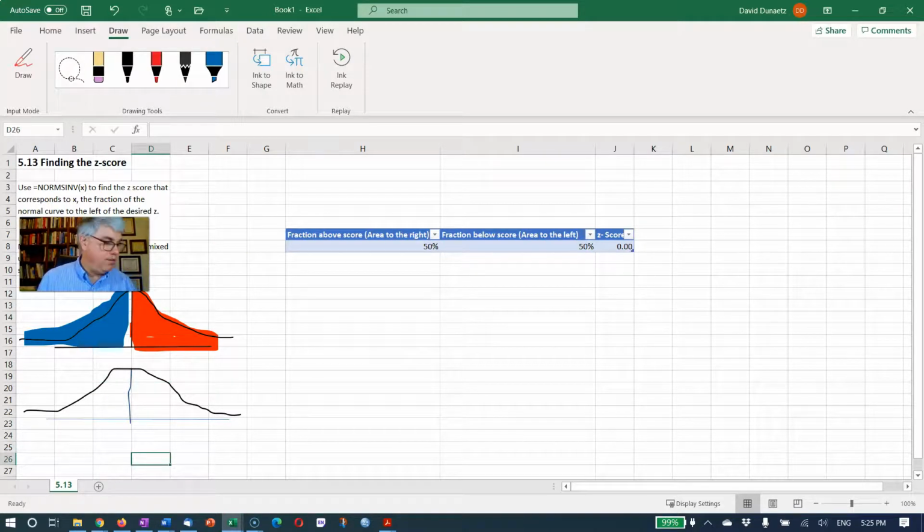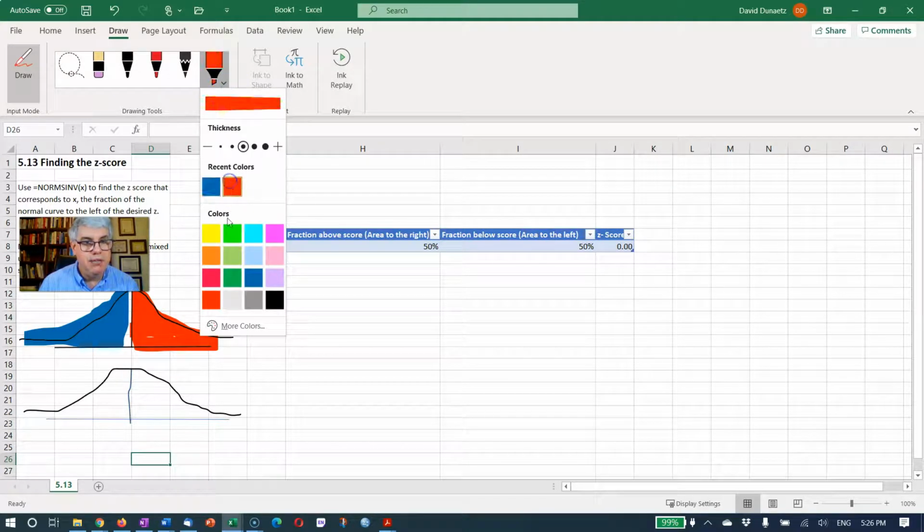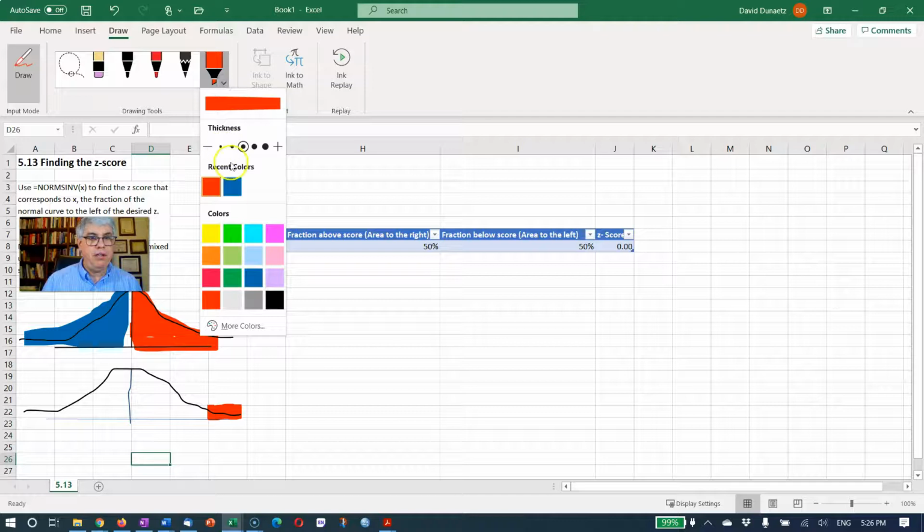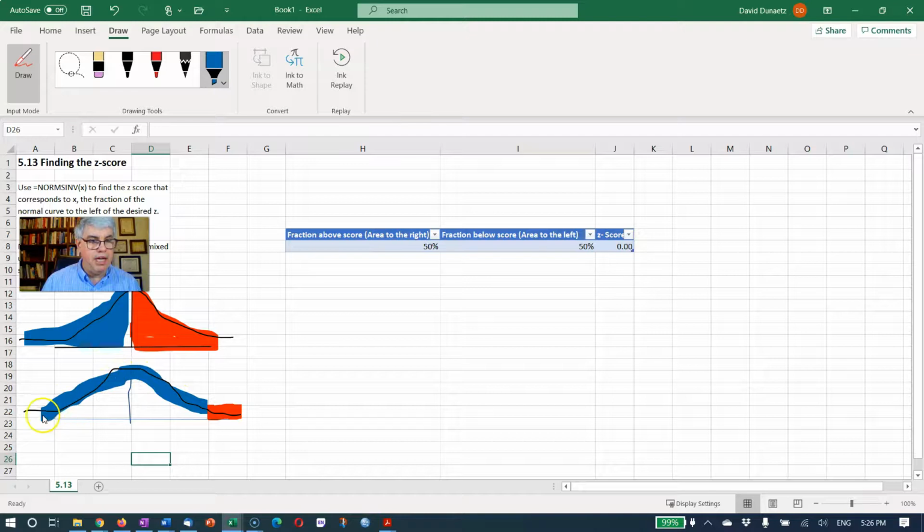this time it says the area above the score, that's only 5%. So 5% is going to be way off in the tail here. So our red area is going to be this real small area here that's only 5% of the curve, and the area to the left is going to be everything else. So it'll be like the 95% of everything is our blue score. So we want to find the z-score that corresponds to 5% over here.